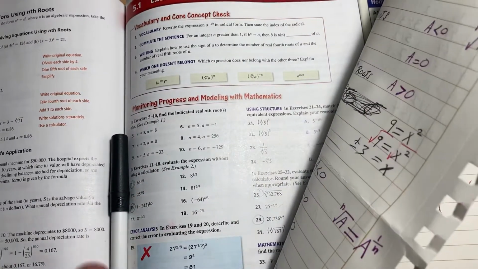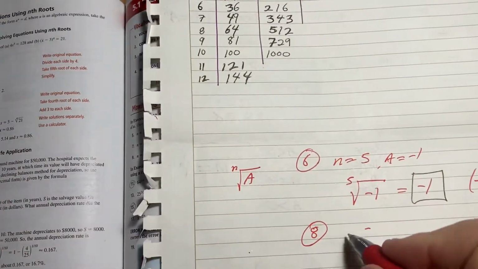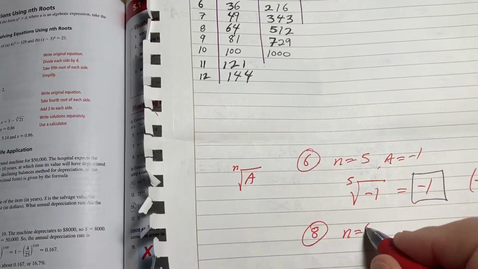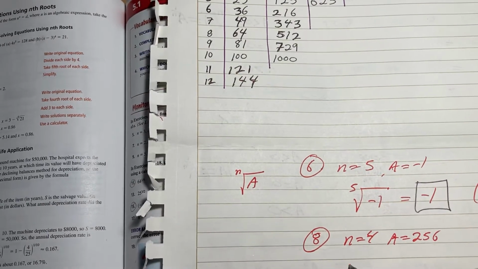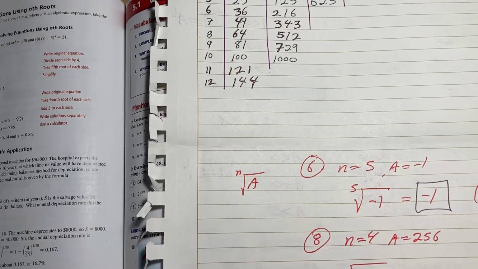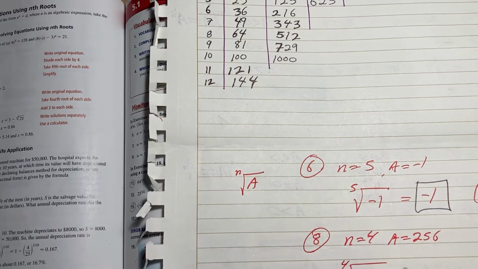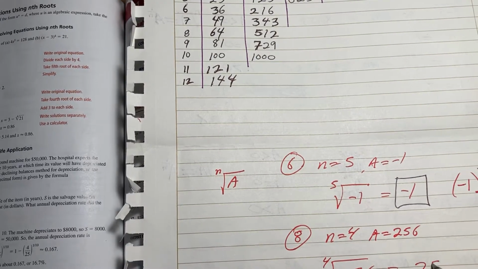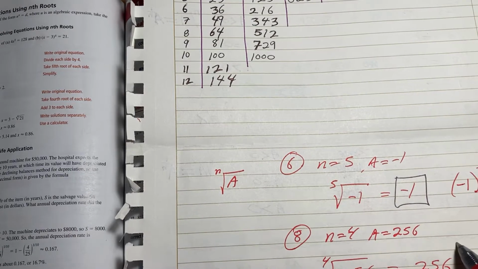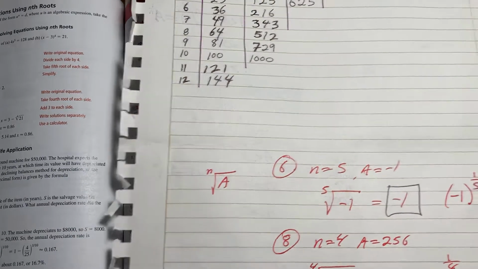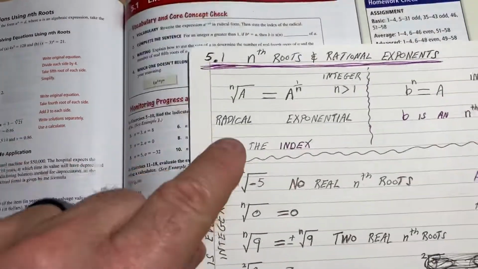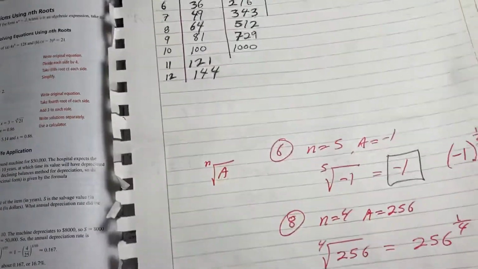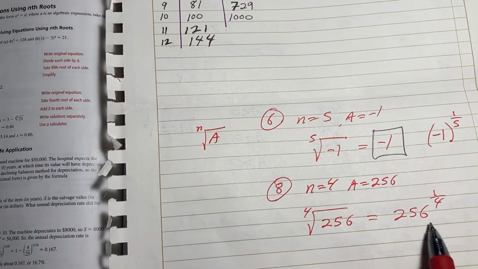Number 8. n equals 4. a equals 256. So we're going to take this expression. A is 256, and the index is 4. That's the same thing as 256 raised to the power of 1 over 4. Okay? That's this right here. It's also using this. Okay, so 256 to the 4.